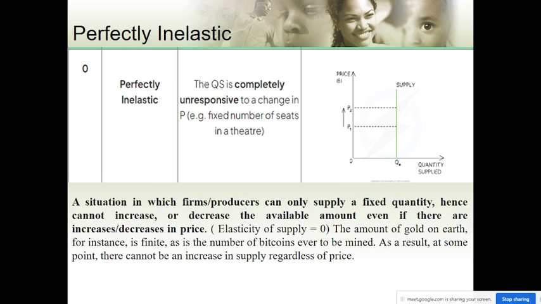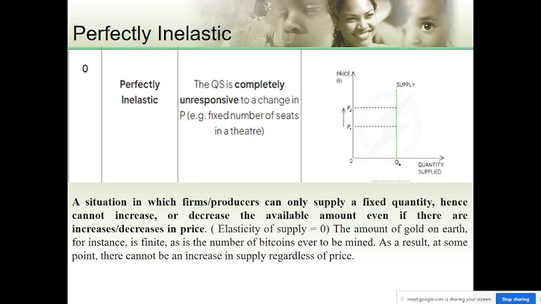Now we have certain graphs in the PES. The first one we have to discuss is perfectly inelastic. Perfectly inelastic is a situation in which firms can only supply a fixed quantity, hence cannot increase or decrease the available amount if there is an increase or decrease in the price. If you look at the graph, initially the price was P1, it moves to P2. You would see the quantity supplied remains the same.